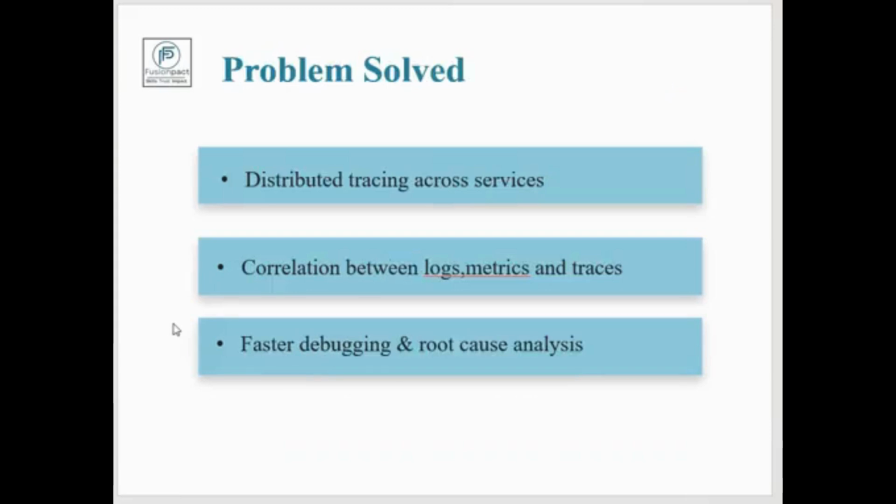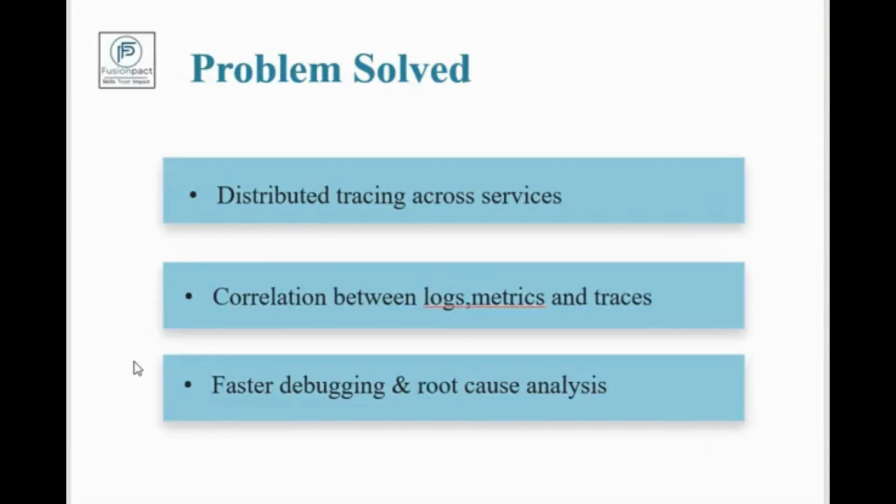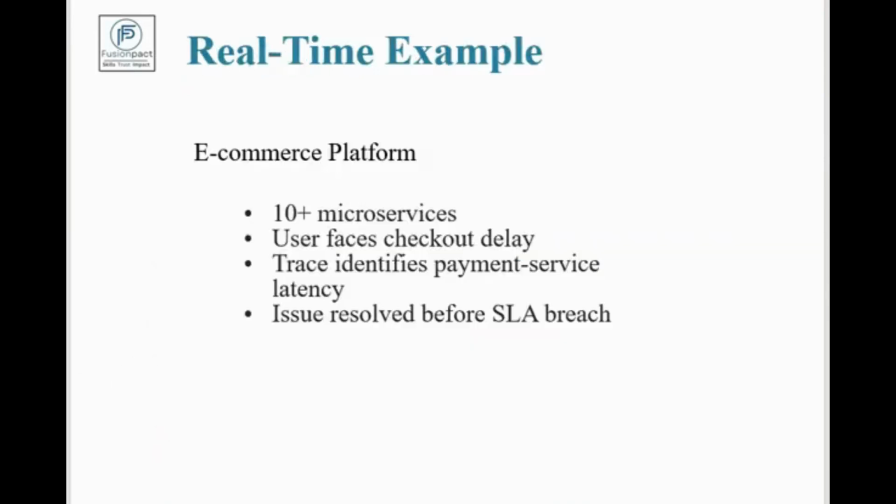Let's see what problems are solved using this. OpenTelemetry solves key real-world problems such as distributed tracing across services. It connects logs, metrics, and traces all together, and also it helps teams debug issues faster and reduces mean time to detect and resolve problems. Instead of guessing, teams can actually see exactly where things break.